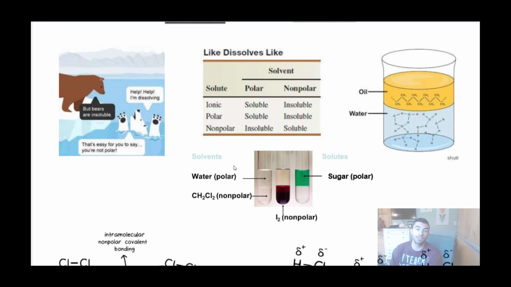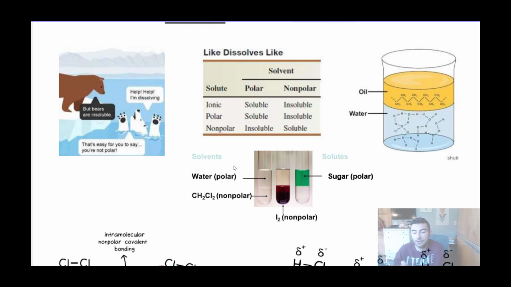So if it's a polar molecule or even something ionic, even though ionic things are not covalently bonded, we can consider ionic things to be polar because there's a positive ion and negative ion. If it's nonpolar, it's not going to dissolve in water or anything else that's polar for that matter.